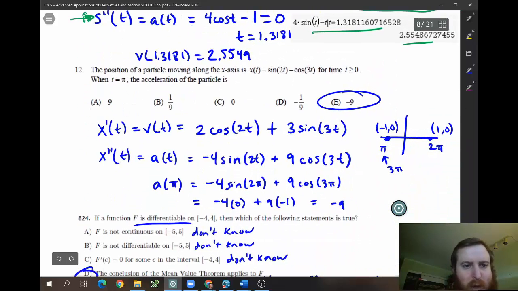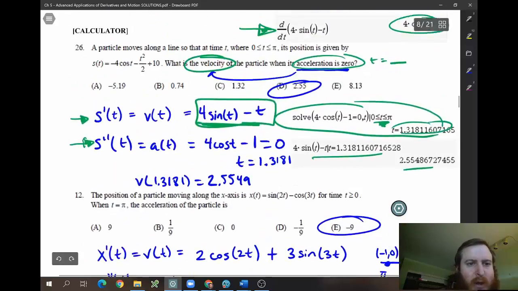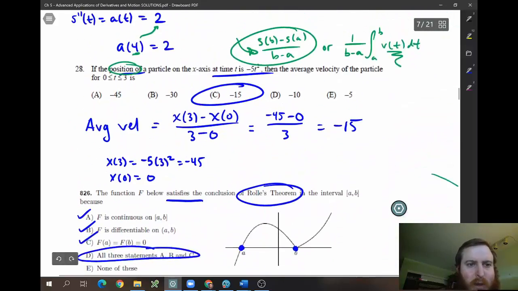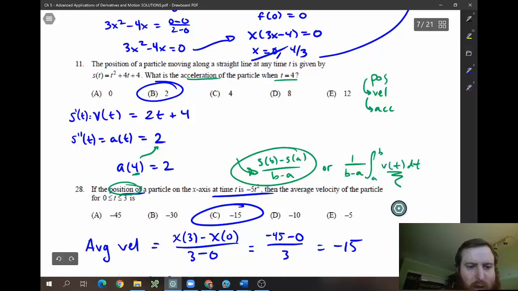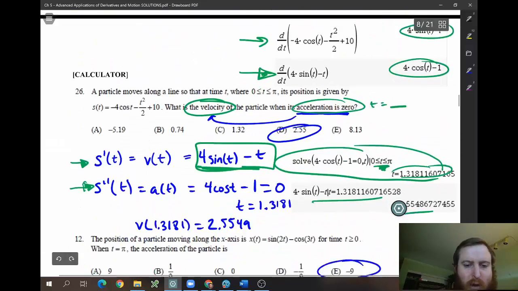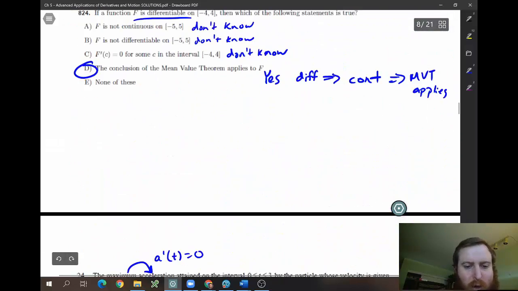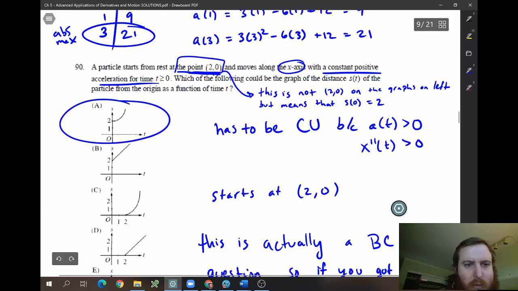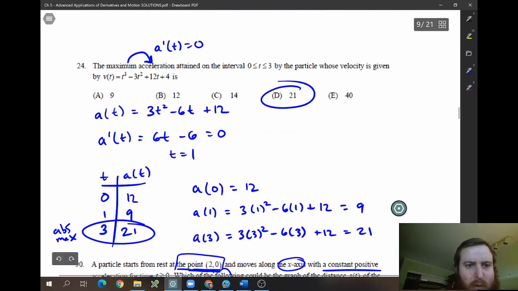All right, next up is another position, and this is another one by hand. And we want to know the acceleration. It's very, very similar to this question that we just did up here, question 11. Except it's with trig, so we just need to make sure we know our trig.